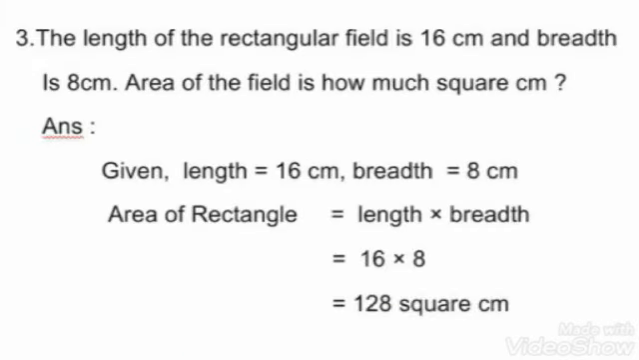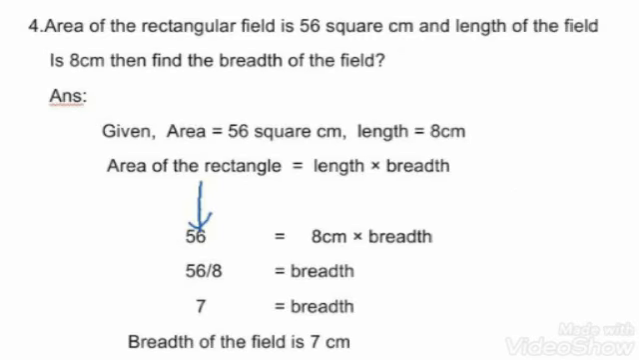The length of the rectangular field is 16 centimeter and the breadth is 8 centimeter. Area of the field is how much square centimeter? That is, length is given 16 centimeter, breadth is equal to 8 centimeter. Area of the rectangle is equal to length into breadth, which is equal to 16 into 8, which is equal to 128 square centimeter. Just multiply length into breadth. You will get area of rectangle. Okay, next problem you see here.